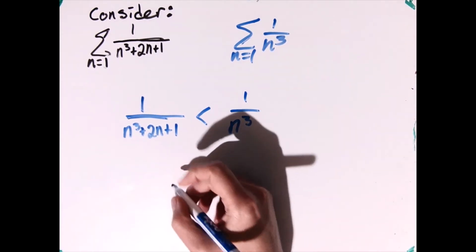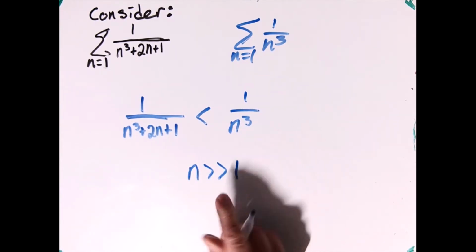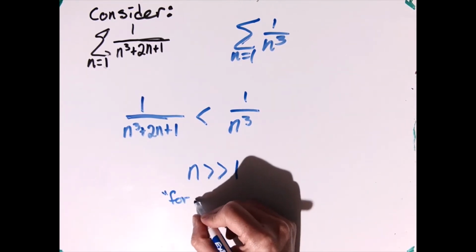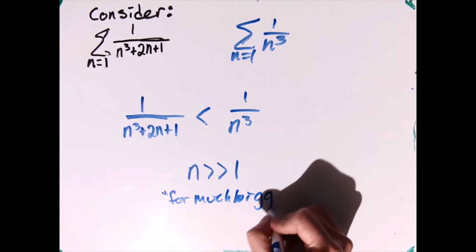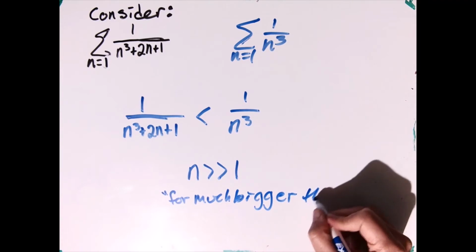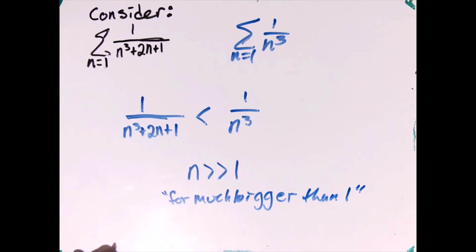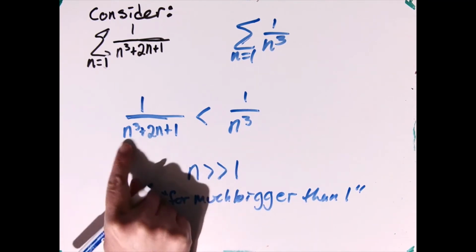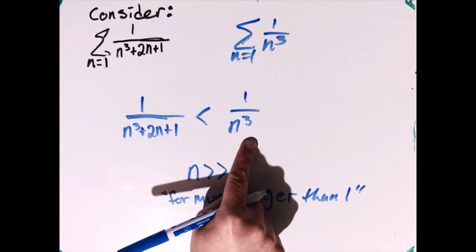And here I'm going to use some notation. I'm going to use this notation, and this means much bigger than 1. It's another way of saying for sufficiently large. If I have an n that's sufficiently large, it's true that this thing is going to be big. Now, notice that much bigger than 1 isn't very much bigger in this case. In fact, 1 does the trick.